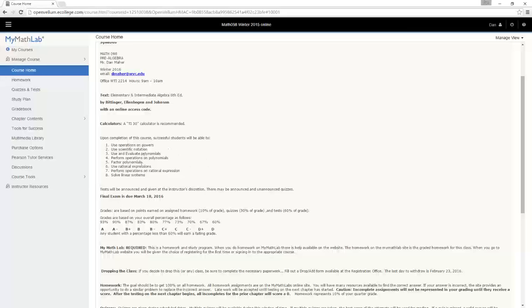Here are basically the pieces of information and parts of algebra we're going to go through in this course: use operations on powers, scientific notation, use and evaluate polynomials, perform operations on polynomials, factor polynomials, a big deal, factoring, a lot of stuff on factoring. Use rational expressions, perform operations on rational expressions, and solve linear systems.